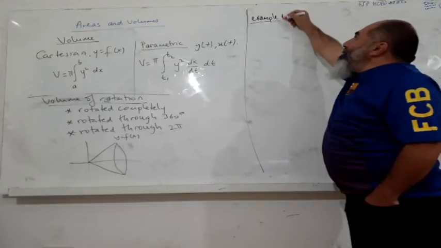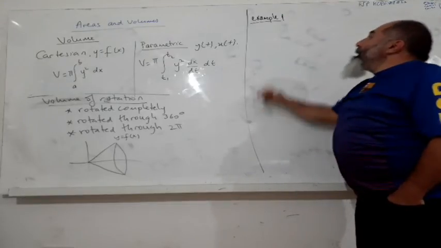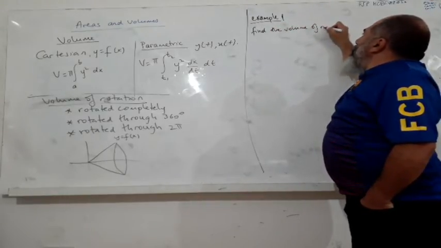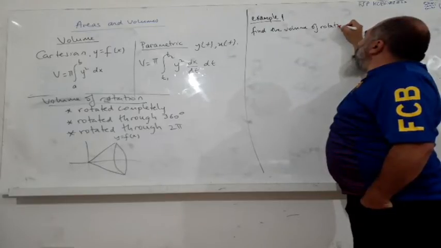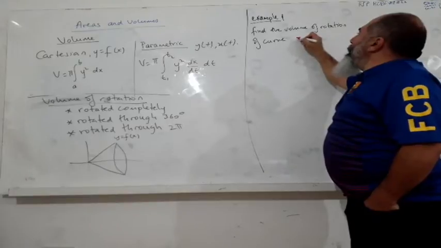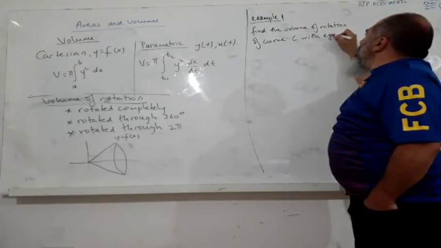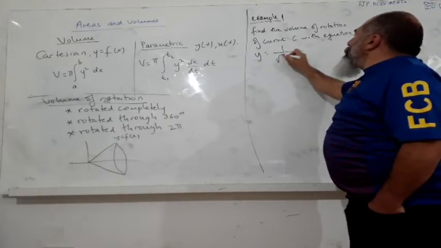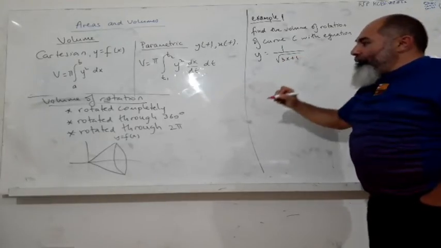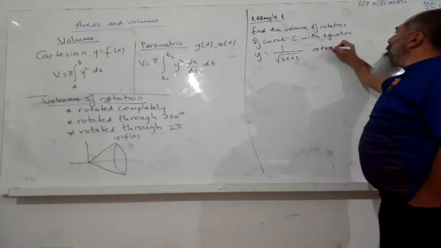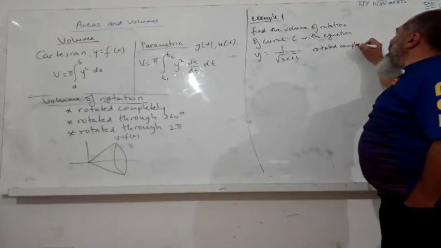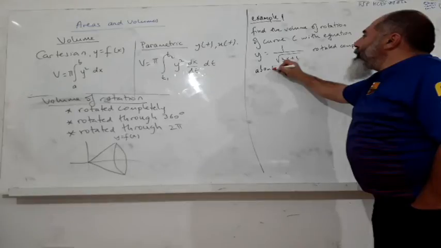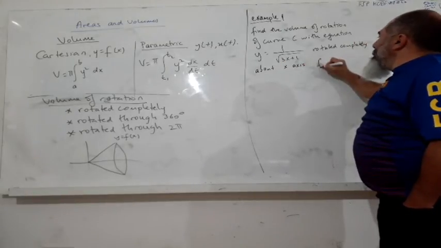So, find the volume of rotation of curve C with equation y is equal to 1 over root 3x plus 1, rotated completely about the x-axis from x is equal to 1 to x is equal to 2.